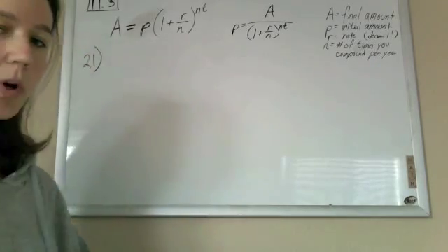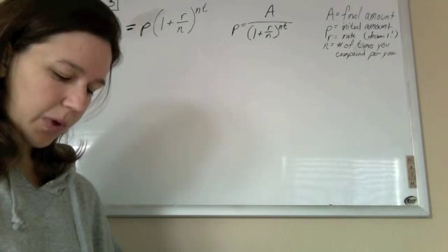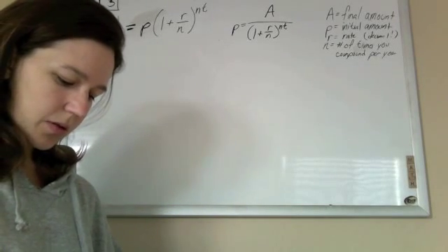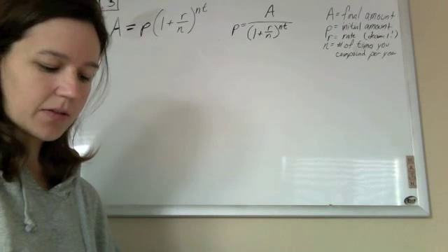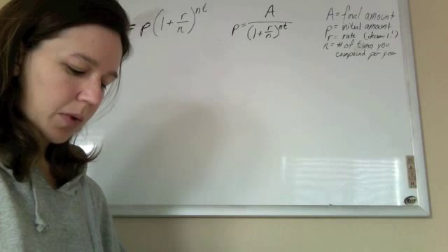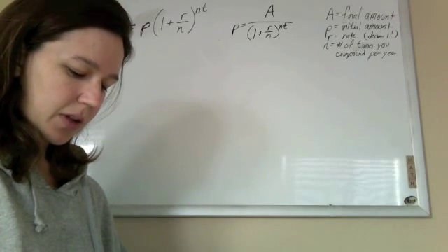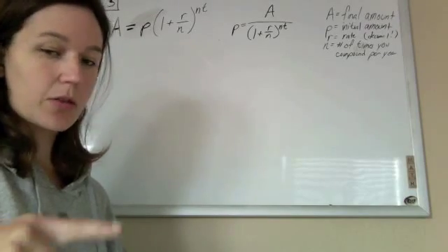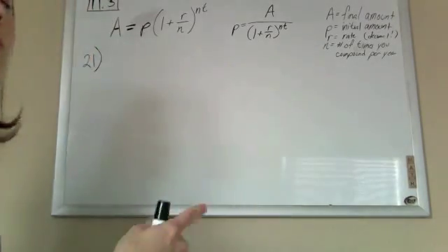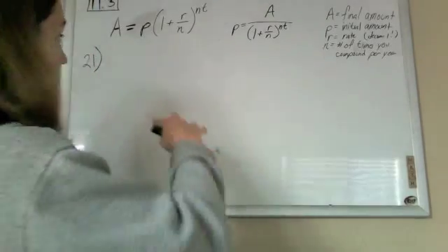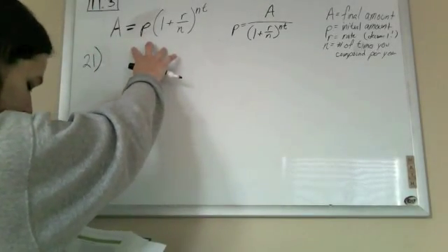So for number 21, we have a class trip, and they invest $1,500 from fundraisers in a 30-month CD, and so on. Determine the amount the class will receive when it cashes in the CD after 30 months. So they want to know the final amount they'll have if they invest a certain amount. So we're using this formula.